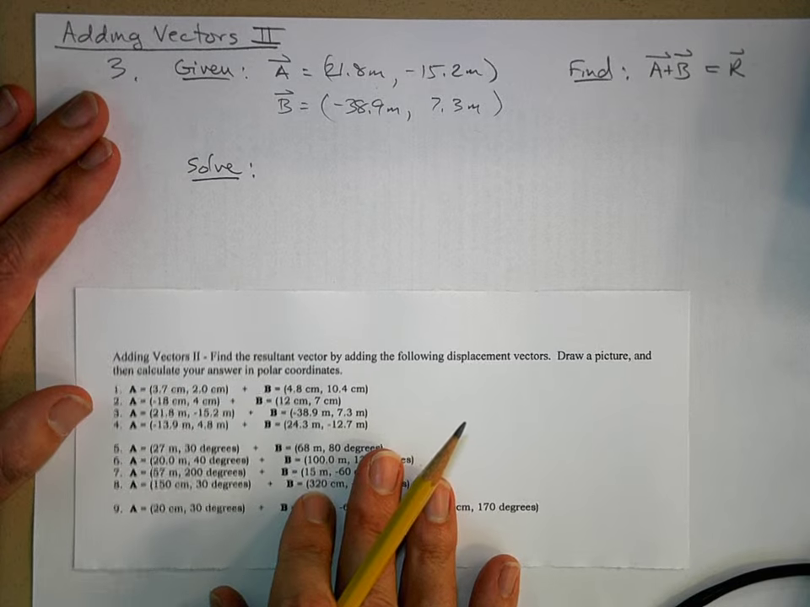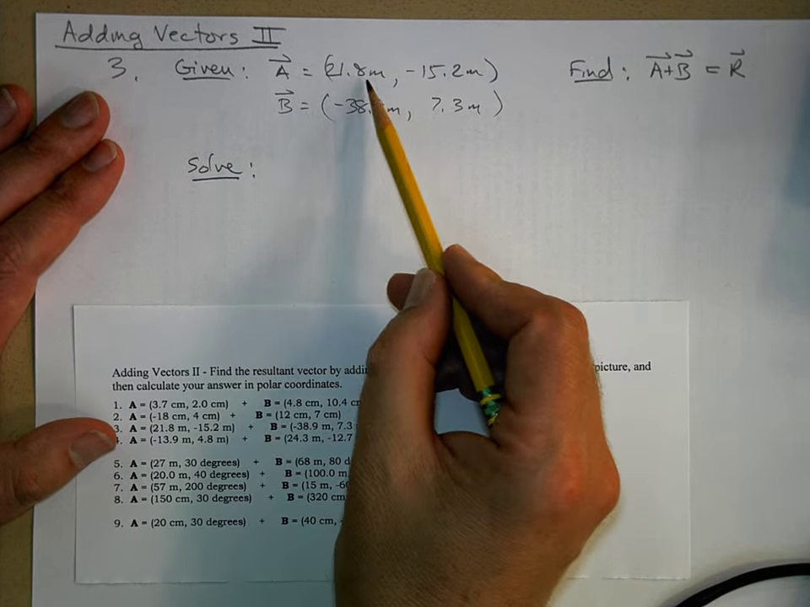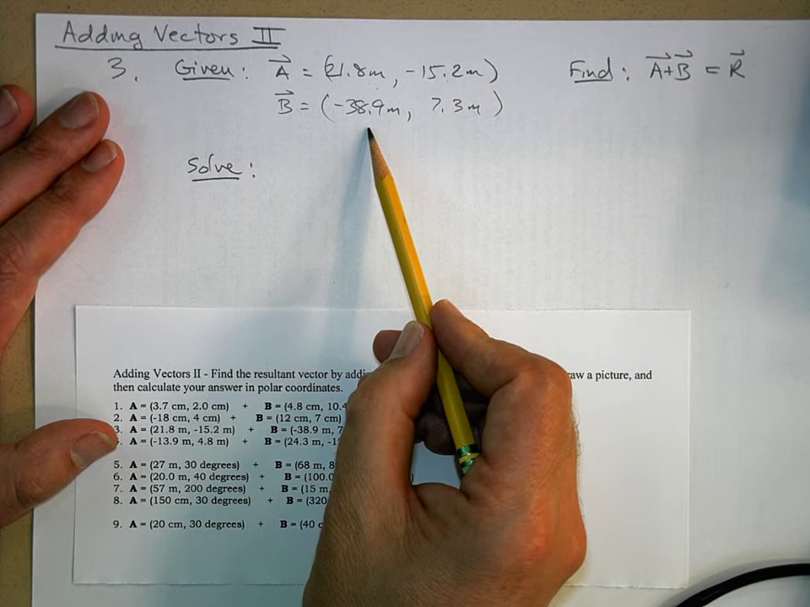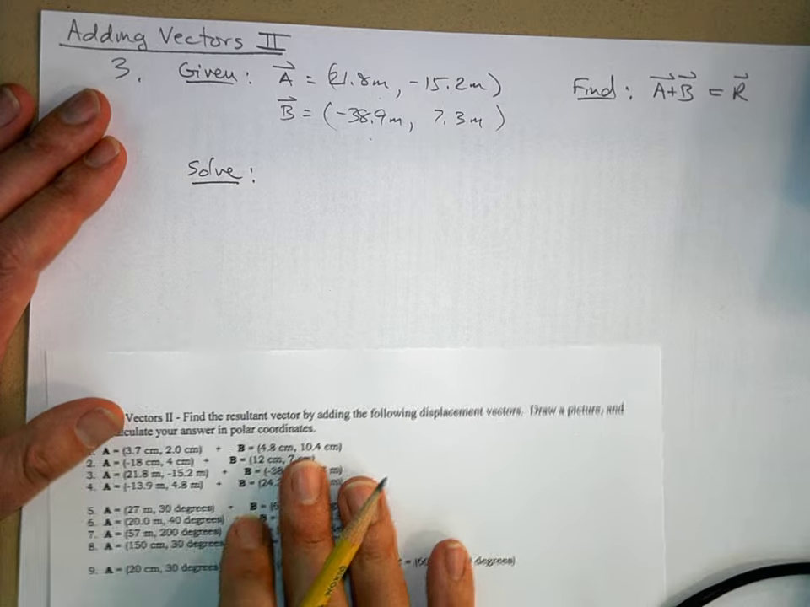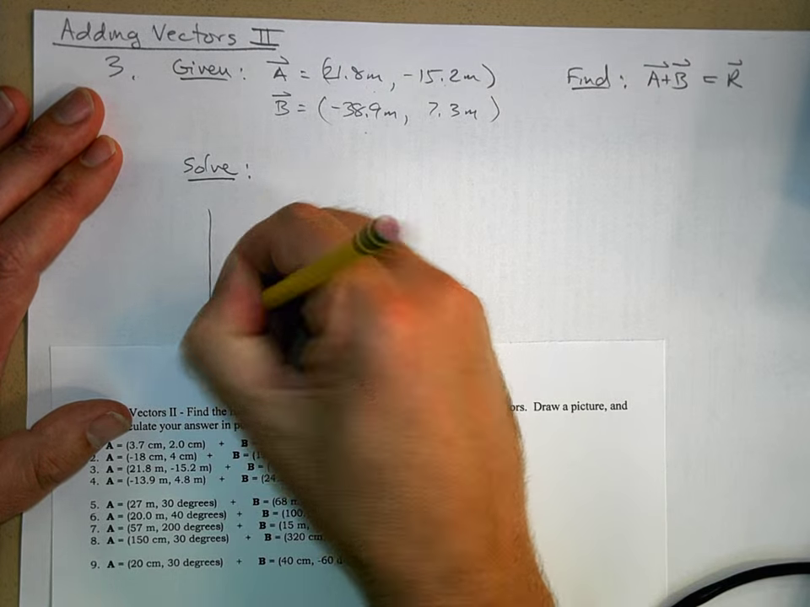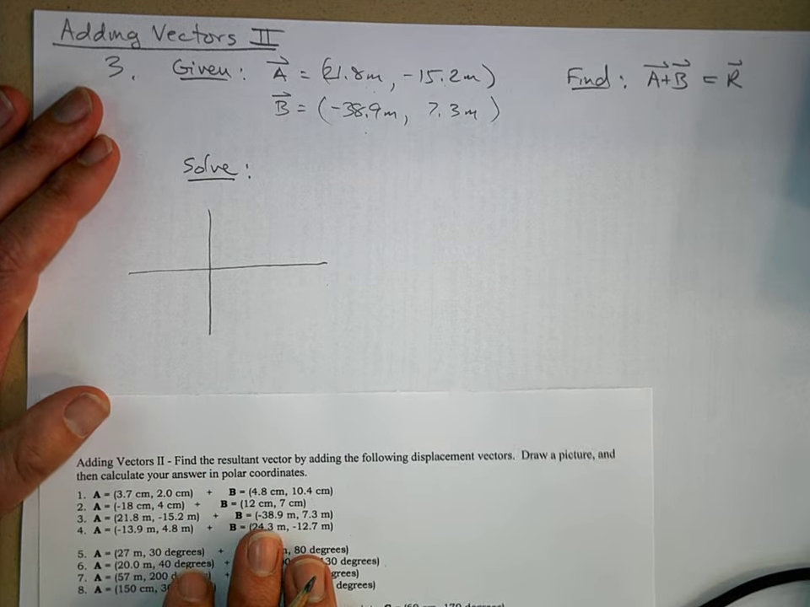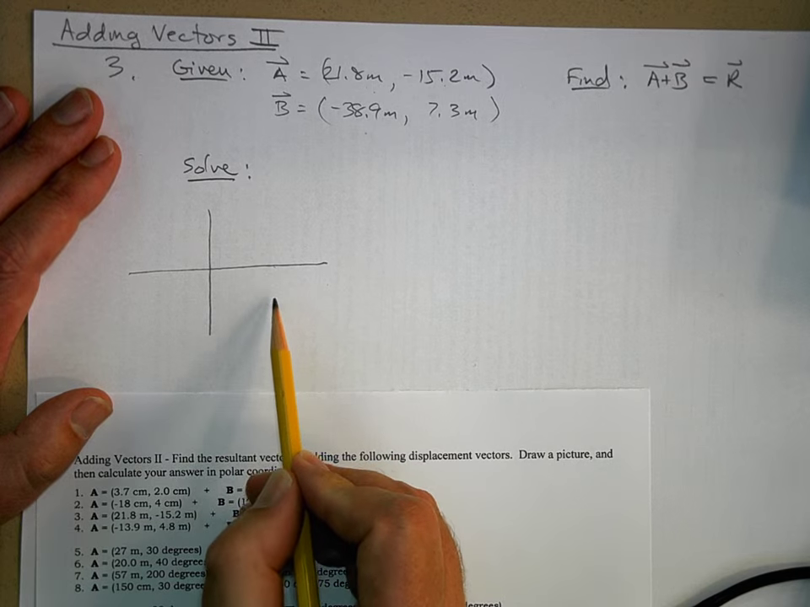First thing I like to do is just draw a little sketch of the problem. I say, okay, it's going to go to the right, and then it's going to go down, and then it's going to go to the left, and then it's going to go up a little bit. I'll just fit my sketch in here somewhere, and I just draw my x and y. So A is going to go over 21 and down 15.